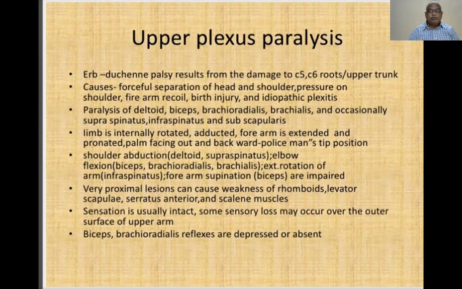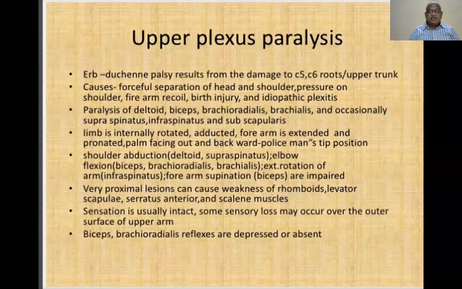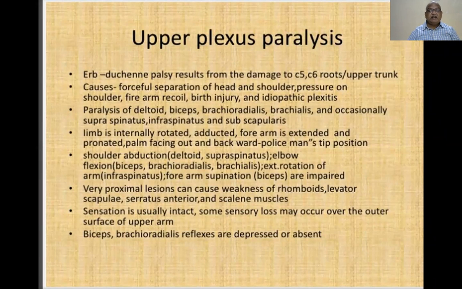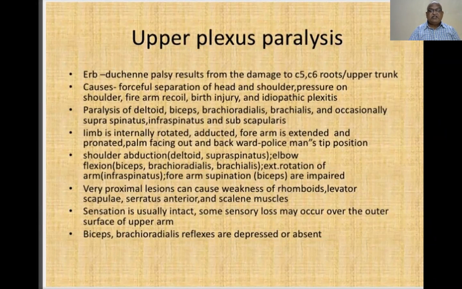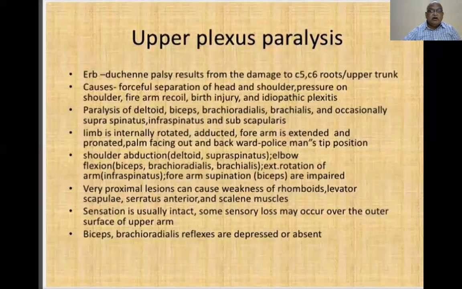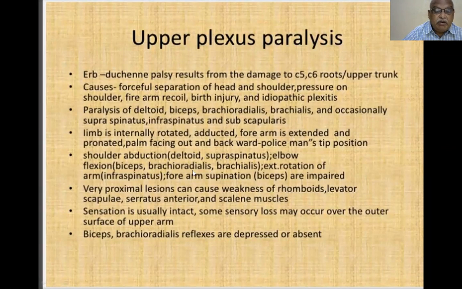Shoulder abduction: deltoid and supraspinatus, these two muscles are responsible for abduction, lateral movement. Elbow flexion: biceps, brachioradialis, brachialis. External rotation of the arm: infraspinatus. Forearm supination: biceps. These are impaired because all these muscles are supplied by the upper plexus, C5, C6, which is damaged. So shoulder abduction is lost. Elbow flexion by biceps, brachioradialis and brachialis is lost, as these muscles will be paralyzed.